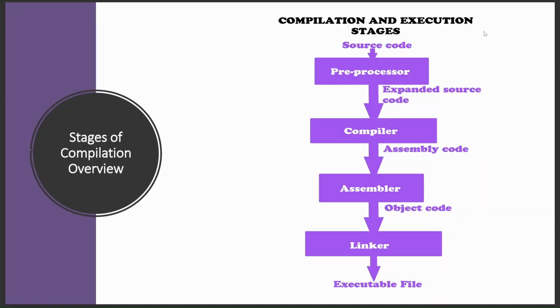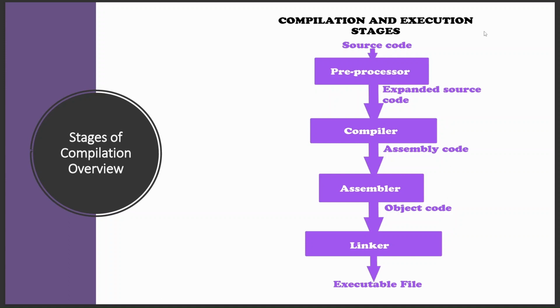In this section, we will explore the stages of compilation and the various files generated during the C compilation process. Understanding these stages is crucial for building and executing programs. So there are 4 stages. The first one is the pre-processing stage. In this, it handles directives, macros, and conditional compilation. It produces an expanded source code file ready for compilation.